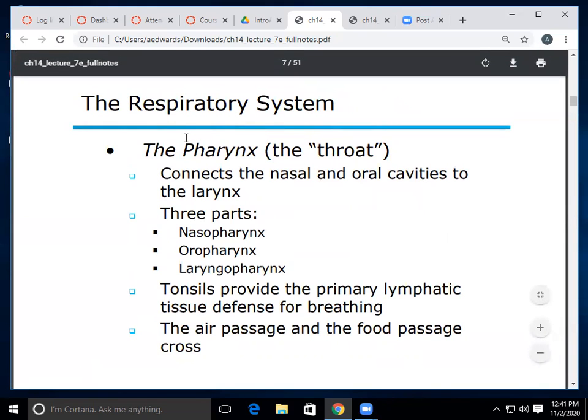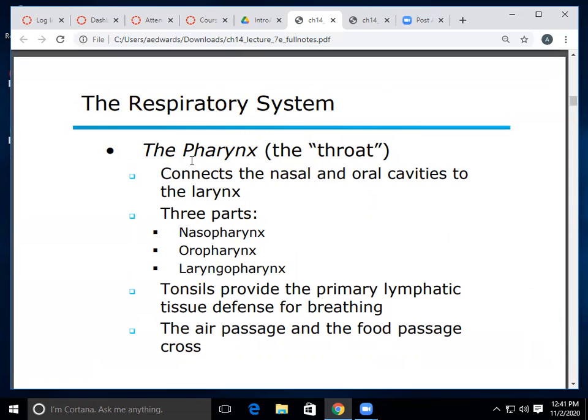All right, respiratory system. Also, let's talk about the throat or the pharynx. So it's a connection point between your nasal cavity and your oral cavity with the larynx. Okay, so it connects those cavities with the larynx. It has three parts as we talked about: nasal pharynx, oral pharynx, laryngeal pharynx.